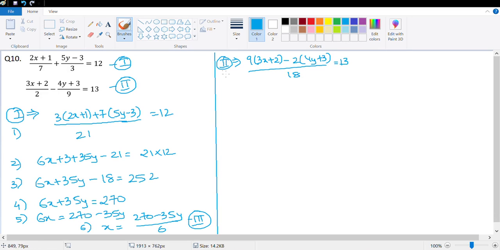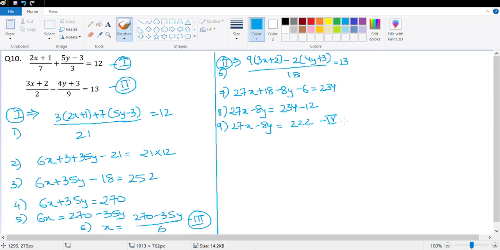Let's open the bracket. So that's step 6. Step 7 will be 27x plus 18 minus 8y minus 6 is equal to 18 into 13. 18 into 13, that's 234. That's correct. So this gives me 27x minus 8y is equal to 234. This is 18 minus 6 is 12. When it goes on the other side, it becomes minus 12. So we have 27x minus 8y is equal to 222. That's our equation number 4.